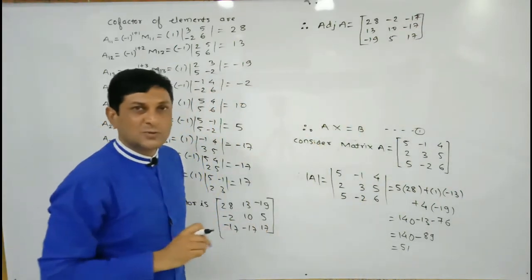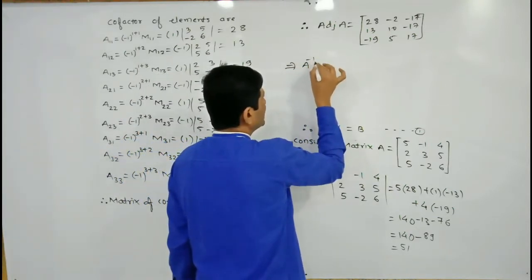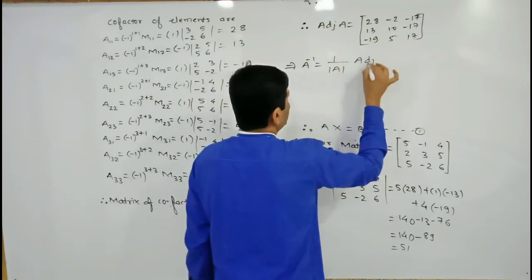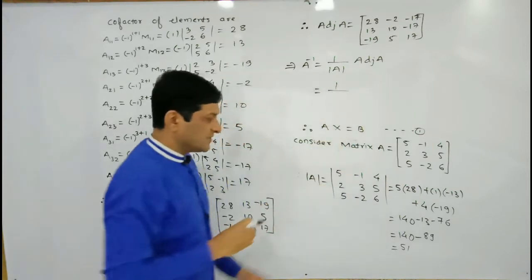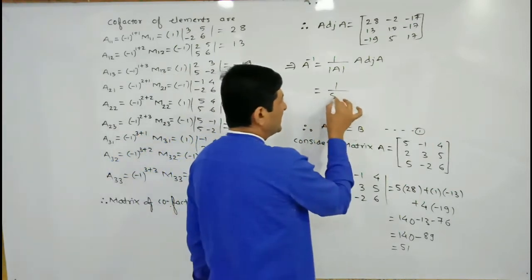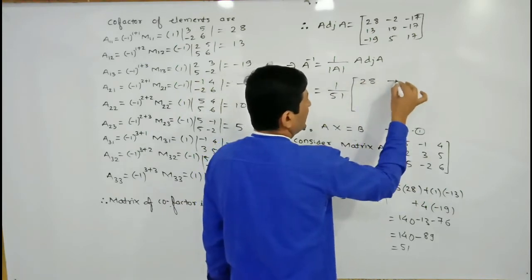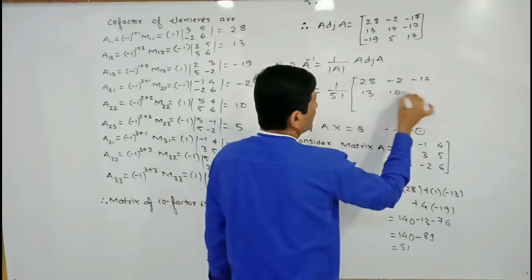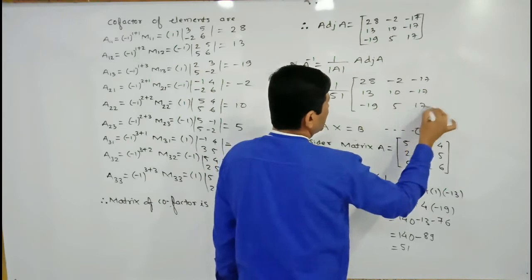Once the adjoint is known to us, then find out the inverse of the matrix. This implies that A inverse is equal to 1 upon determinant of A into adjoint of A. So which is equal to 1 upon determinant. What is the value of the determinant? 51 into adjoint of A. The elements of the adjoint are 28, minus 2, minus 17, 13, 10, minus 17, minus 19, 5, 17.